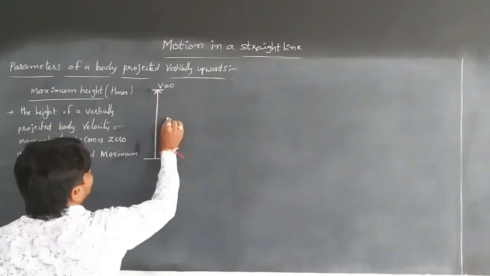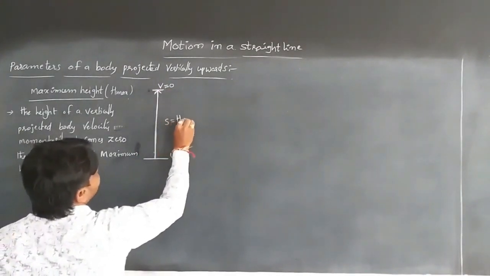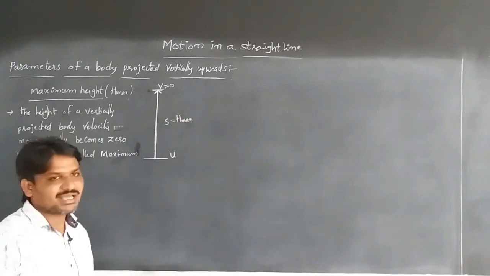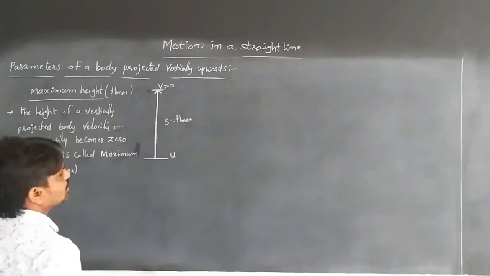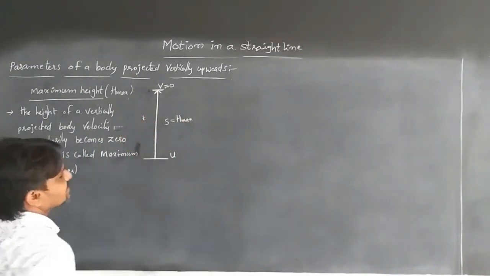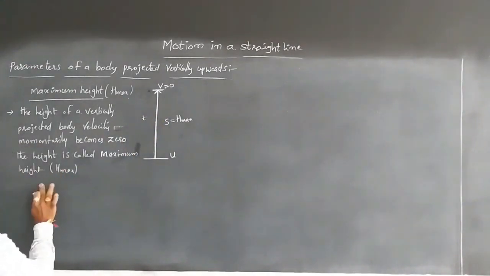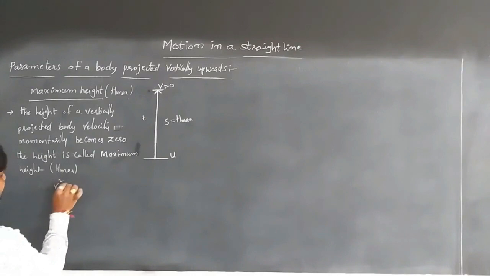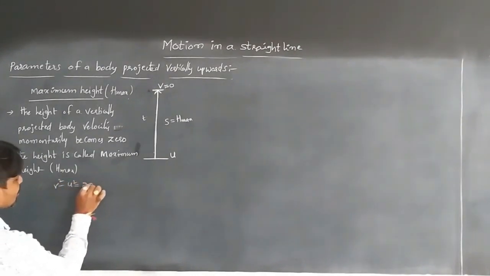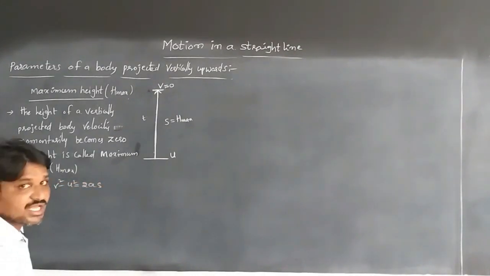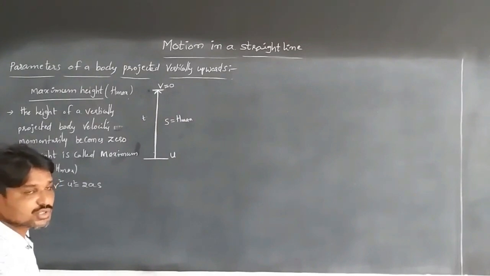That height s is equal to h maximum. The height will be h maximum. So the time taken by the body is t. So here the h maximum is equal to, from the formula v square minus u square is equal to 2as.